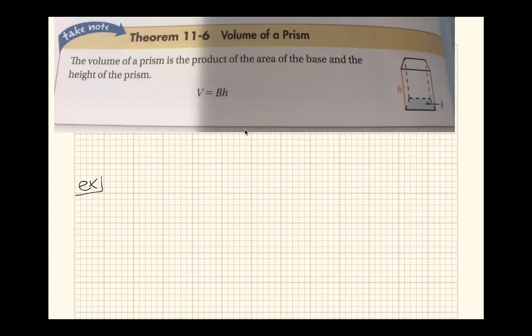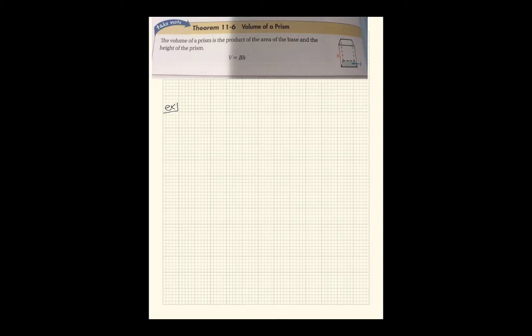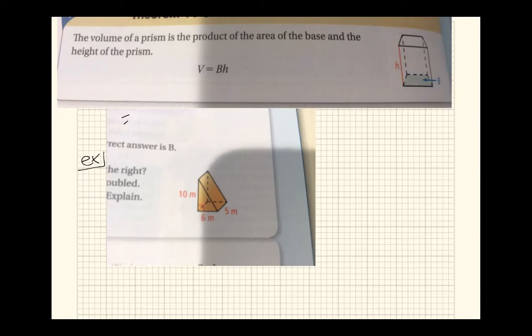The formulas for volume are actually easier than the surface area formulas. To find the volume of any prism, all you have to do is take the area of the base and multiply that by the height of the prism, and that will give you your volume. So let's take a look at an example. Look at this one. This is a triangular prism. Directions are going to be to find the volume.